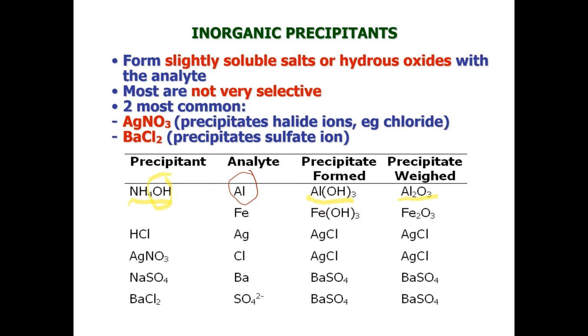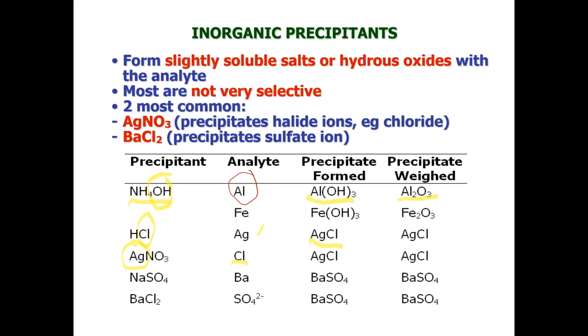Now look at the second example, silver. When you look at the precipitate formed, you know what the real precipitant is. If AgCl is the product, you add HCl, of course. So Cl minus is the real precipitant. If you use silver nitrate for the chloride analyte, the product is AgCl, so Ag is the real precipitant. So what happens to nitrate? We call that a spectator ion.